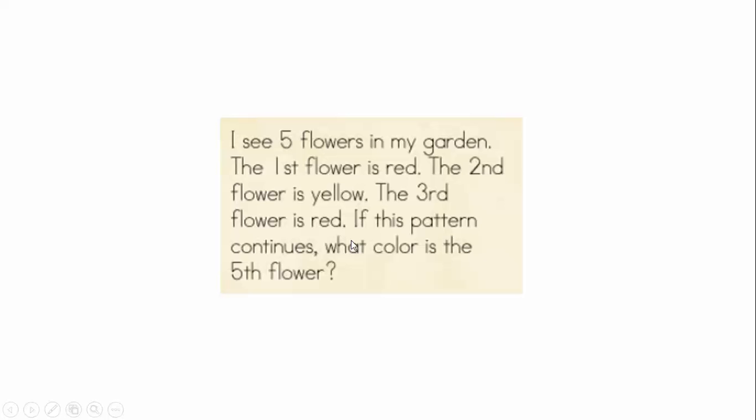For example here, I see 5 flowers in my garden. The first flower is red. The second flower is yellow. The third flower is red. If this pattern continues, what color is the 5th flower? We will not give them the strategy. Different students might solve this differently, so we will have them think about it.